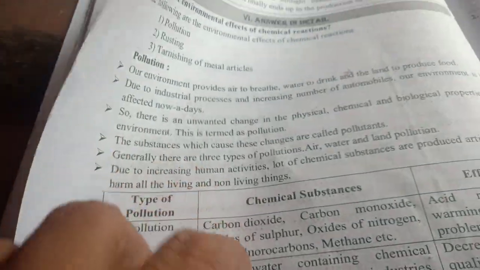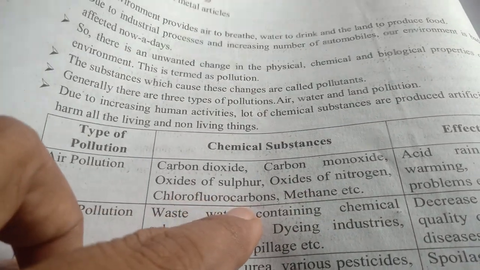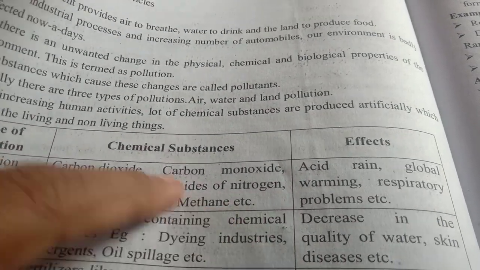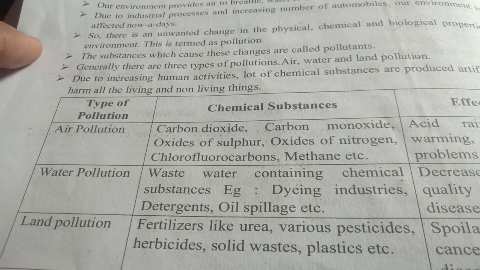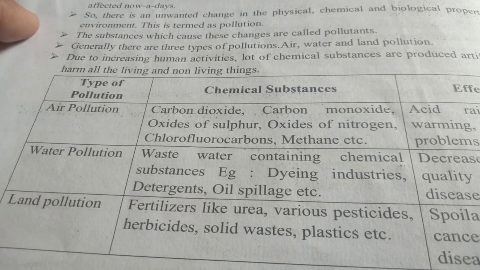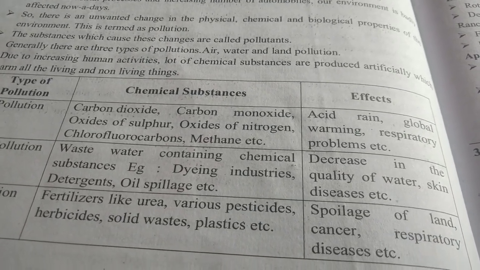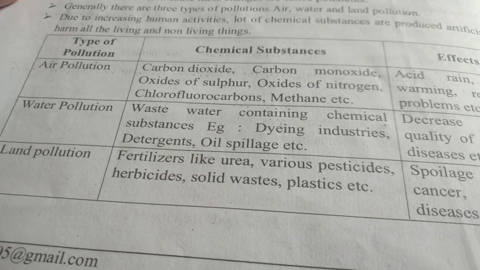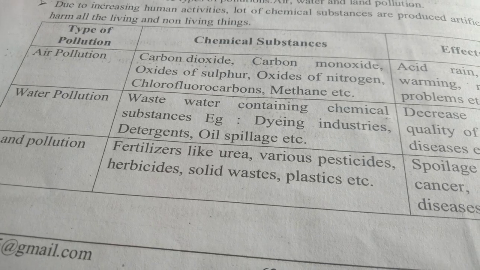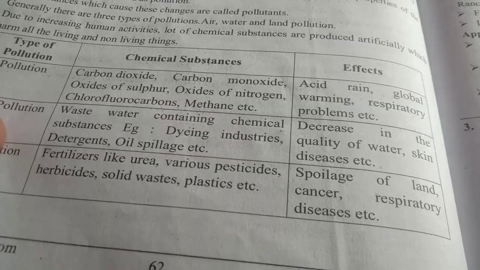Air pollution: chemical substances like carbon dioxide, carbon monoxide, oxides of sulfur, oxides of nitrogen, chlorofluorocarbon and methane form acid rain, global warming, respiratory problems. Water pollution: wastewater containing chemical substances from dyeing industries, detergents, oil spillage, decreasing the quality of water, skin disease. Land pollution: fertilizers like urea, various pesticides, herbicides, solid waste, plastic, spoiling of land, cancer, respiratory disease.